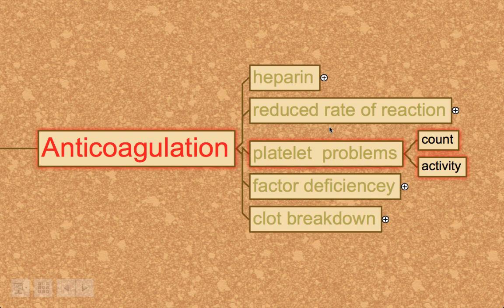Bleeding associated with platelet problems comes in two categories: insufficient platelet count and insufficient platelet activity. It's pretty easy to understand that if you don't have enough platelets, you won't get the desired effect. So activity is the trickier of the two.